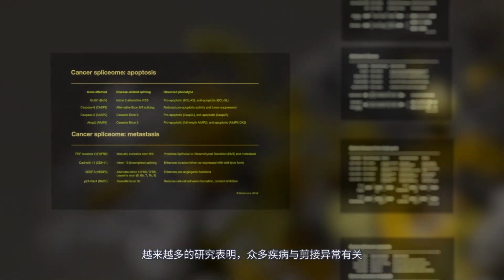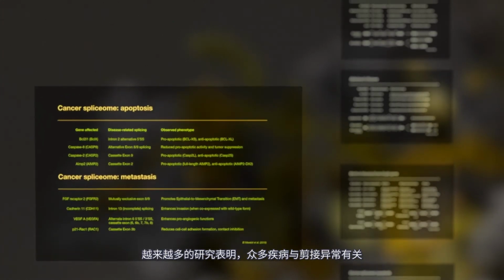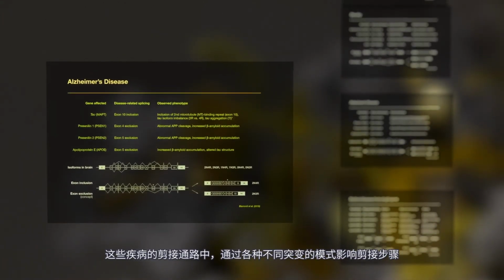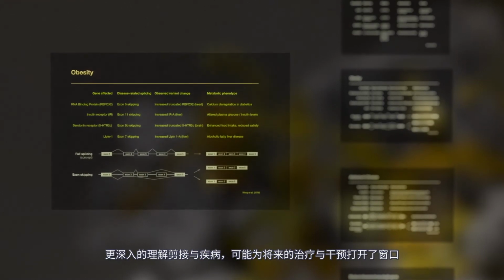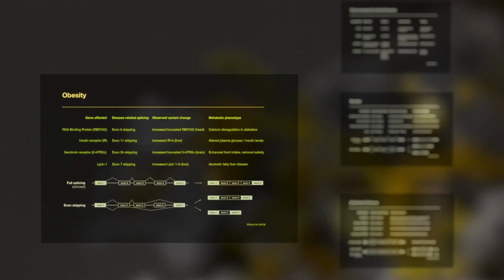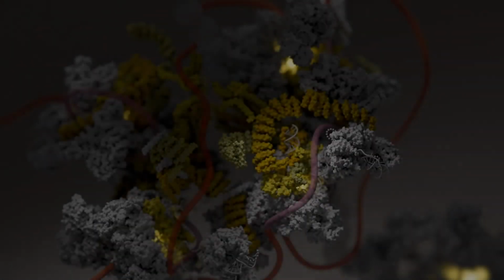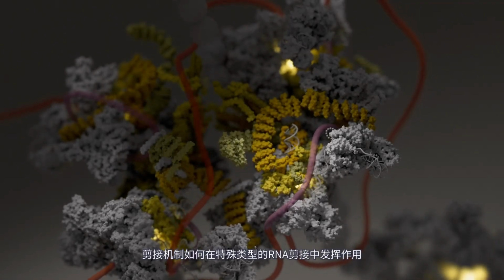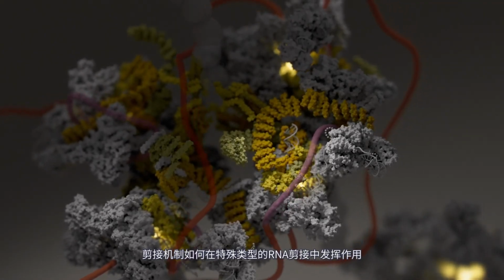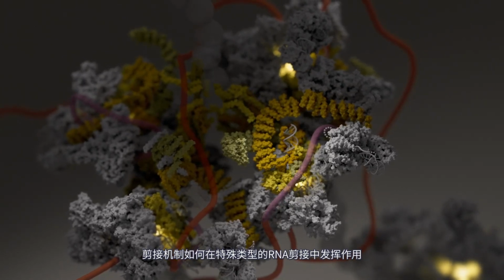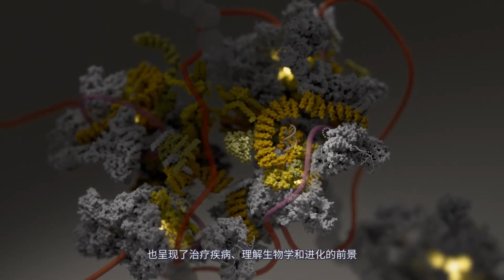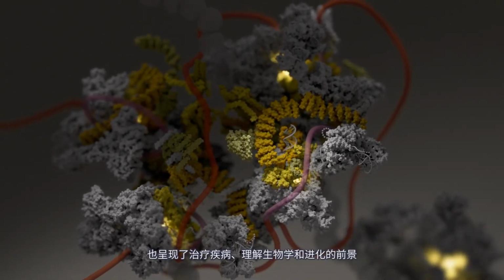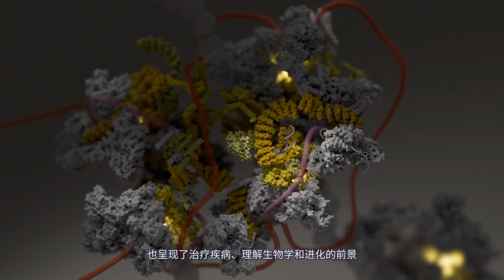Increasingly implicated in many diseases is splicing that appears abnormal, as evidenced by the various patterns of mutations affecting steps in the splicing pathway. Improved understanding may offer a window to future therapeutic interventions. How splicing machinery functions in concert on non-trivial RNAs suggests additional mechanisms that may operate on a yet higher-order structural landscape. With what prospect for disease therapy and for understanding of biology and evolution?